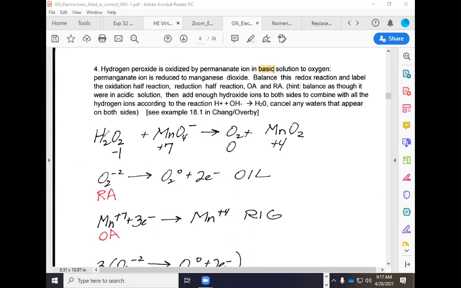So we start with our ascending oxidation numbers. And we find that our change is in the peroxide, going to oxygen gas, which is a different oxidation number. And the other change is the Mn. The manganese ion went from +7 to +4.